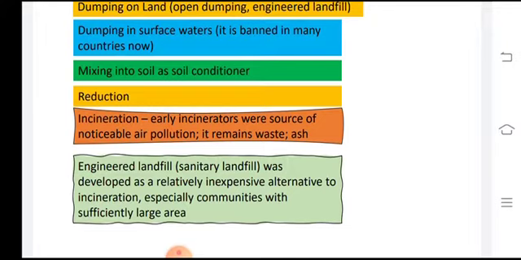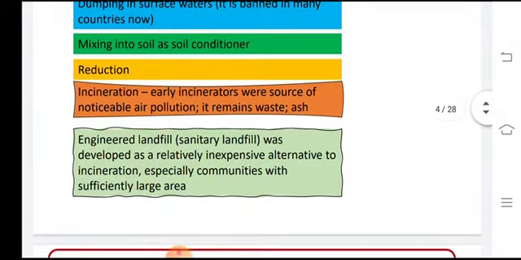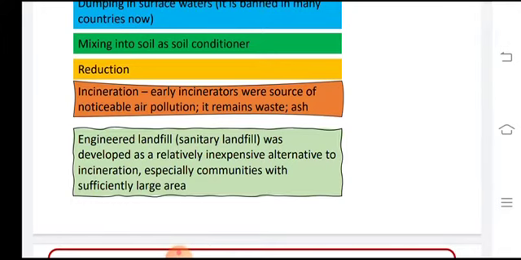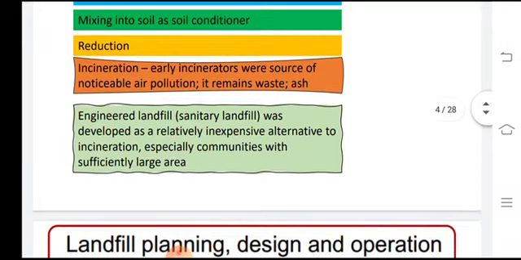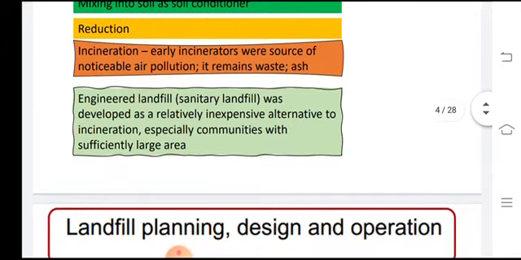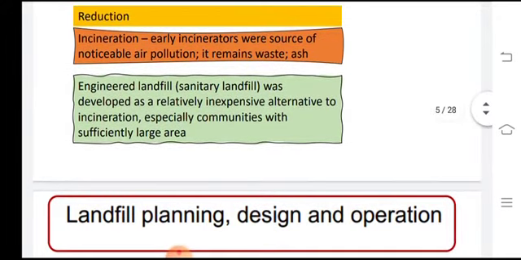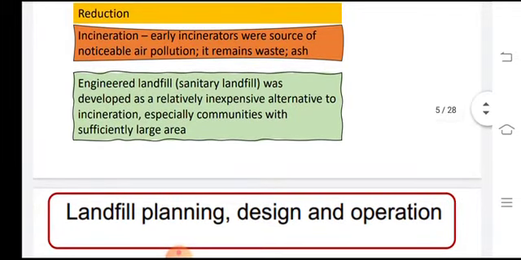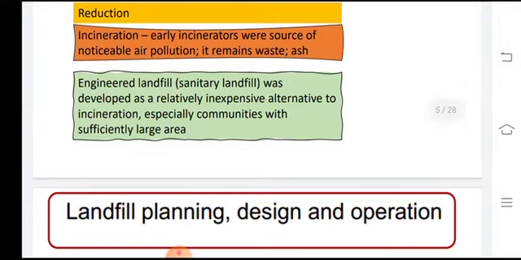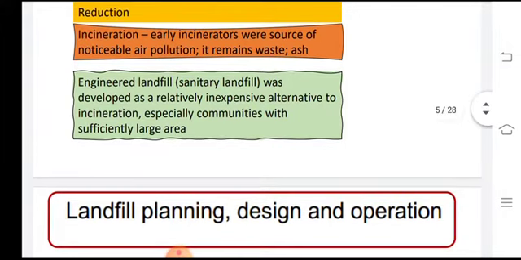Incineration is one of the options for the burnable material, and especially the hazardous toxic waste coming from the hospital must be burnt to avoid its risk for human life. So, engineered landfill, sanitary landfill was developed as a relatively inexpensive alternative to incineration, especially for communities with sufficiently large areas. But usually what happens, incineration and landfilling are carried side by side. Both are operated in parallel.